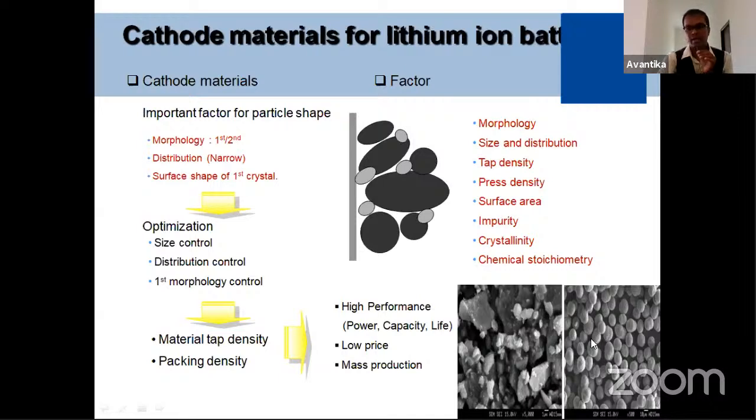Here you can see two different pictures. On the right side you can see monodispersed particles. On the left side are agglomerated particles, which means on the right side the particles are arranged in an ordered shape, and on the left side in a disordered shape. Simple. So we have to prepare the material in an ordered shape. In another form, it is called monodispersed particles.